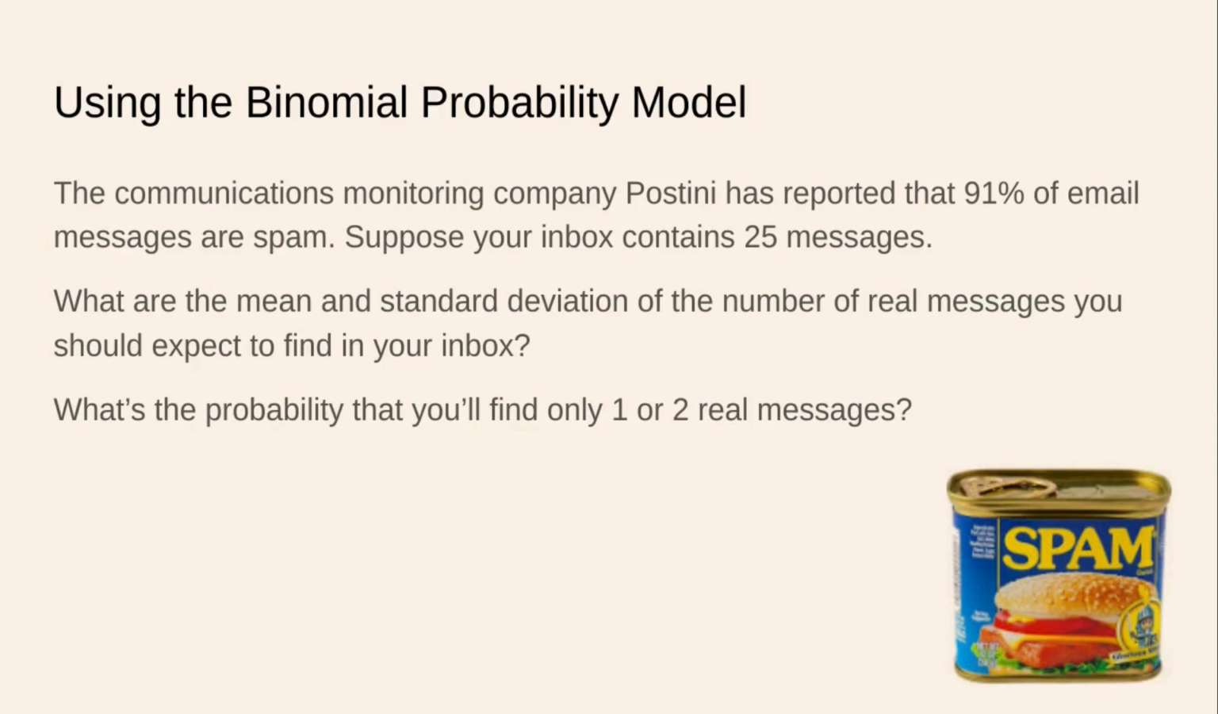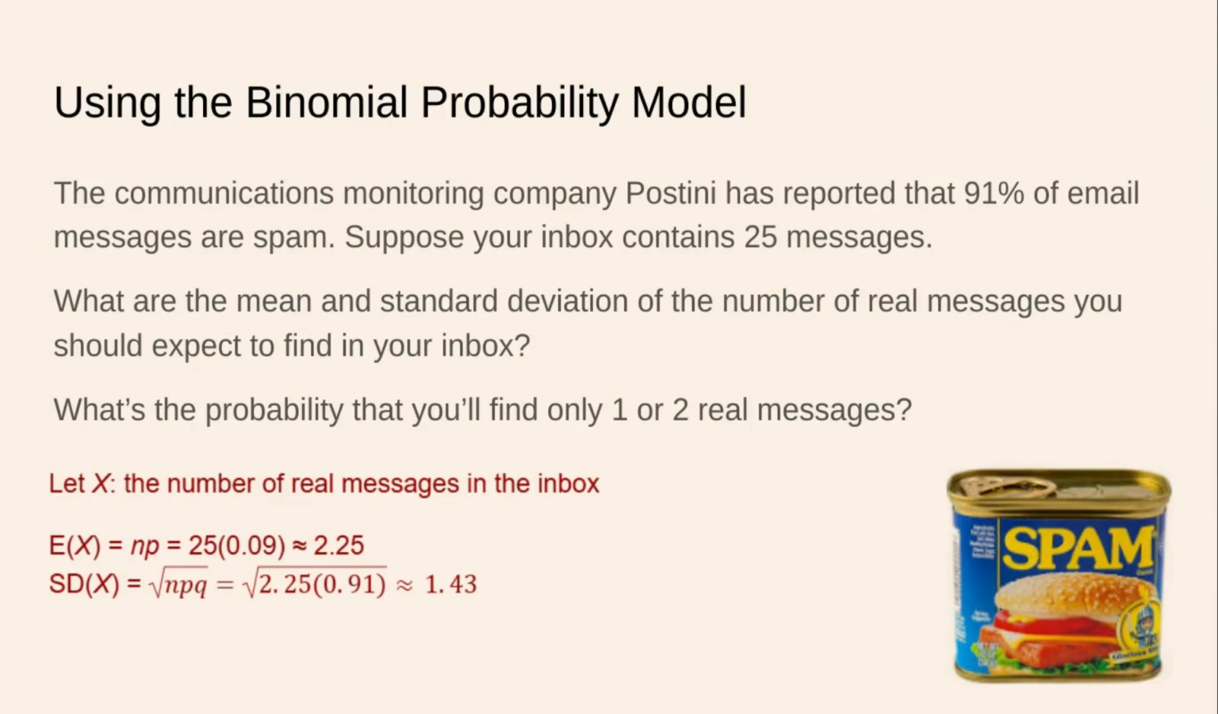Okay, so first we're asked to find the mean and standard deviation. And those are the formulas you just saw. We're going to let X be the number of real messages in the inbox. Then the expectation, that's the same as the mean, is n times p. n is 25, there are 25 trials, and the odds of success, that is a real message, so fail is spam, success is real.